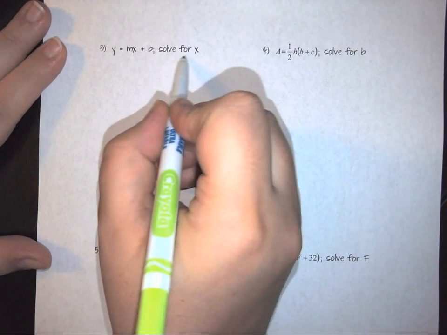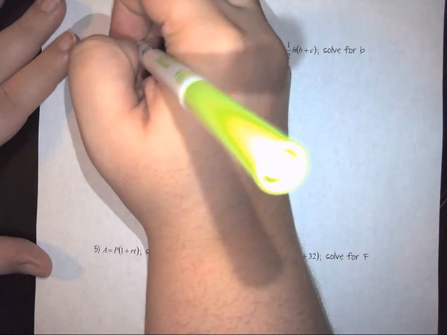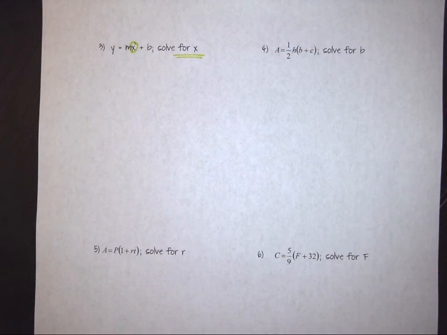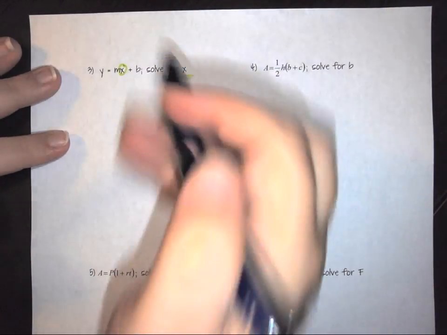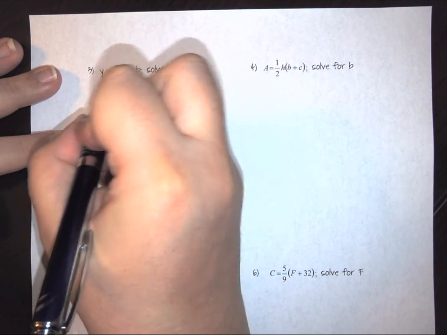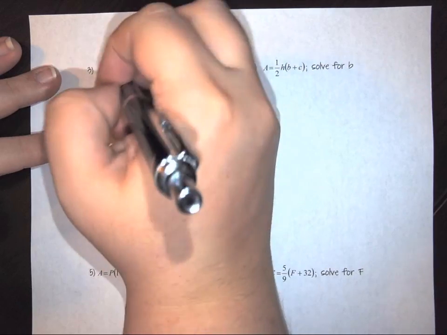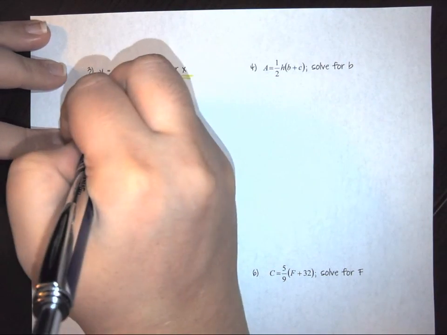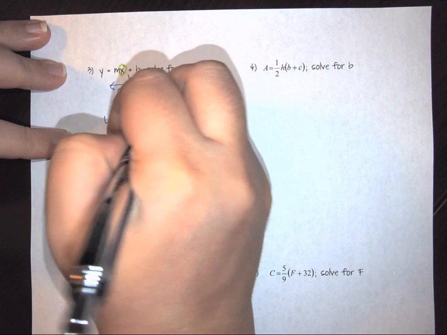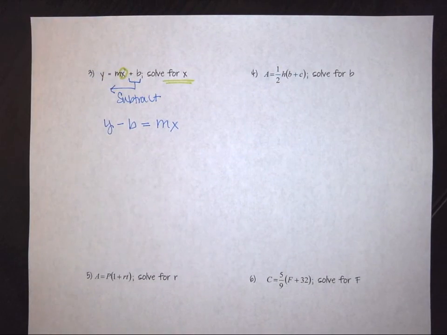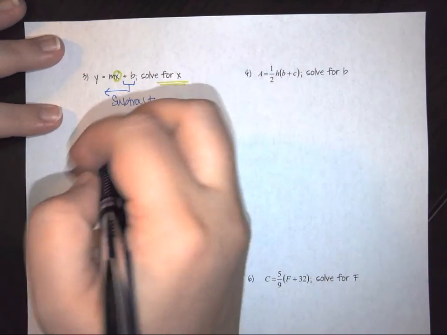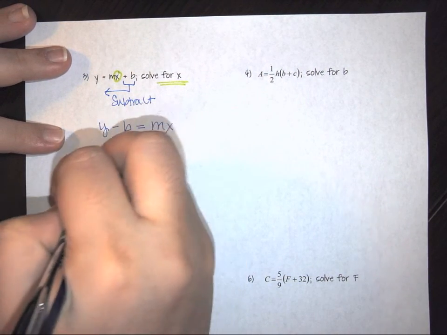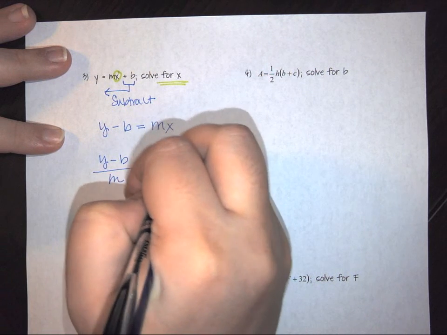In this one, we are solving for x. If we identify where the x is, notice it's right there. The first thing we have to do is take this b term and move it. Since it is being added, to move it I have to subtract. So this becomes y minus b equals mx. Then I need to get x completely by itself, which means I have to divide the whole thing by m. So we get that y minus b all over m is equal to x.